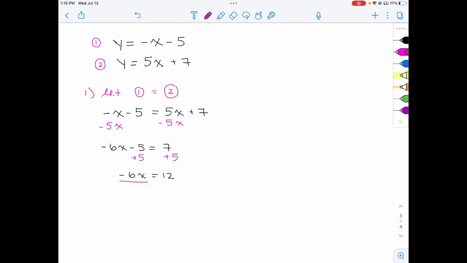And then I am isolating for x, so I'm dividing this side by -6 to cancel that out, and dividing this side by -6 as well. And then you have x is equal to -2. Then your second step is the same as the previous example, so you're just going to sub x equals -2 into either of your equations. I'm just going to do equation 1 and then calculate what y is.